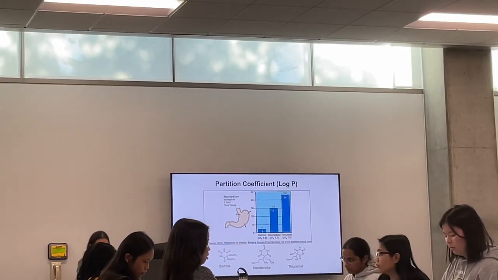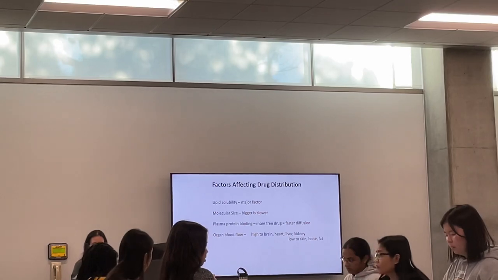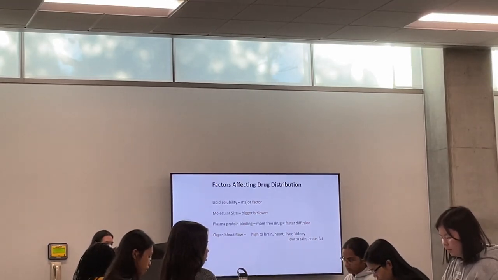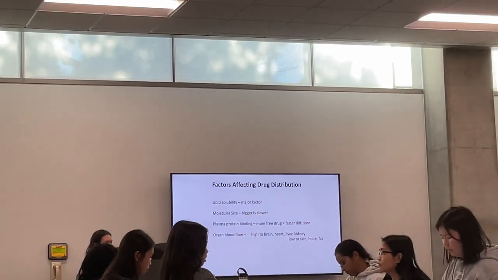And then number 19 can be found on slide 45. These are the four major factors affecting drug distribution: lipid solubility, size, plasma protein binding, and then organ blood flow.